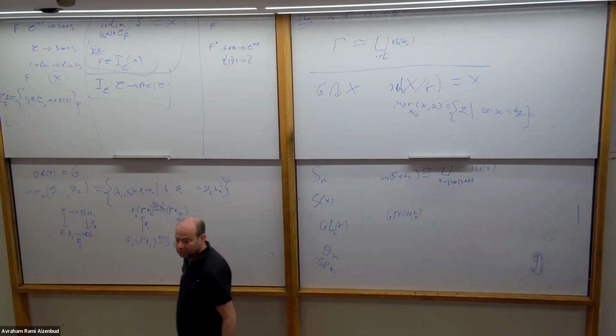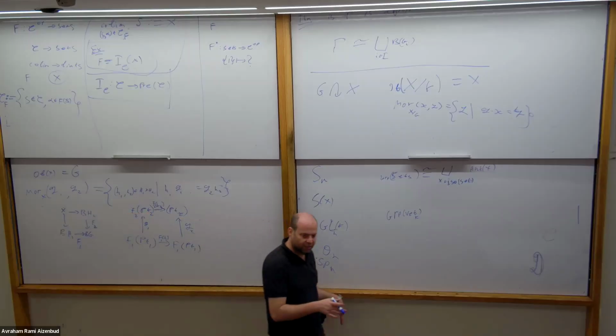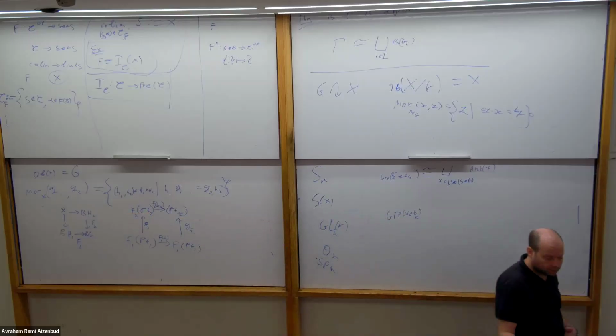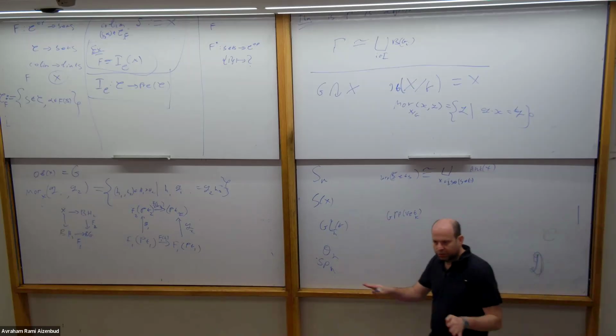Like two-sided cosets. Double cosets. So in group theory and representation theory, it's a very common object. You start with the group G, and you have two subgroups. It can be the same group twice, but sometimes it's two different subgroups. And then you consider double cosets.